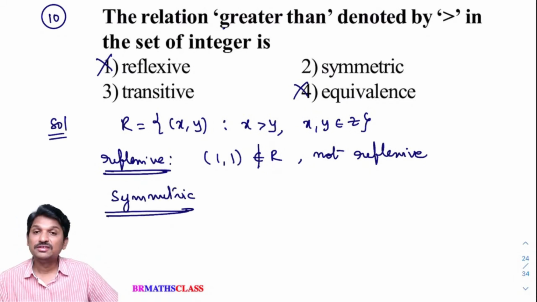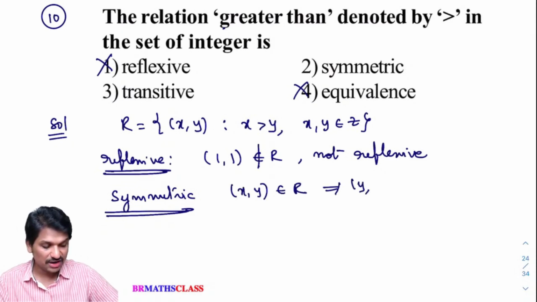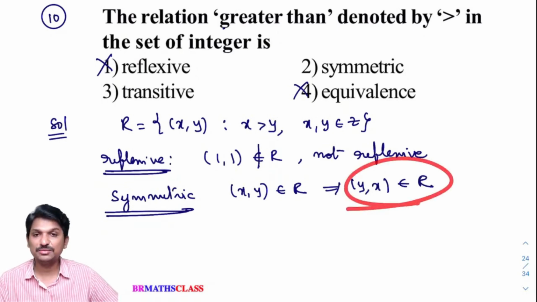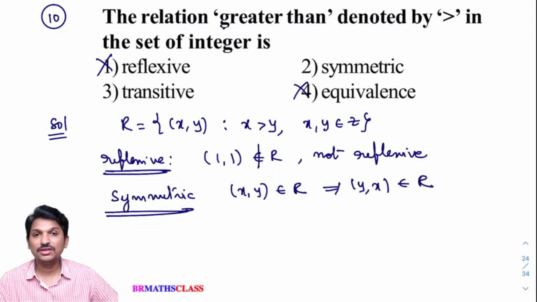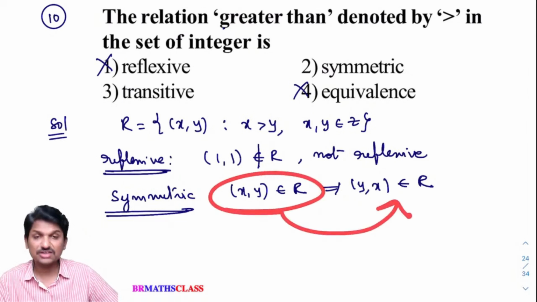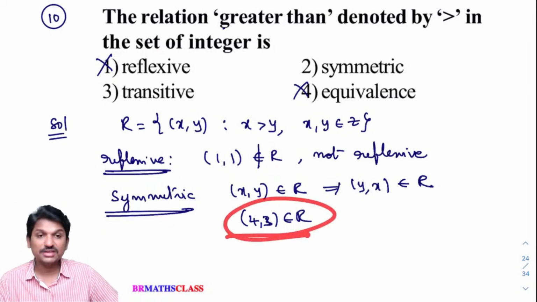What is the symmetric condition? Suppose x comma y belongs to the relation. Then we check whether y comma x also belongs to the relation or not. If y comma x belongs to the relation, then we say it is symmetric. If you can find one example, one ordered pair x comma y belongs to the relation but y comma x does not belong to the relation, then we can say it is not symmetric. I'll take one example: 4 comma 3. You take 4 comma 3 belongs to the relation.